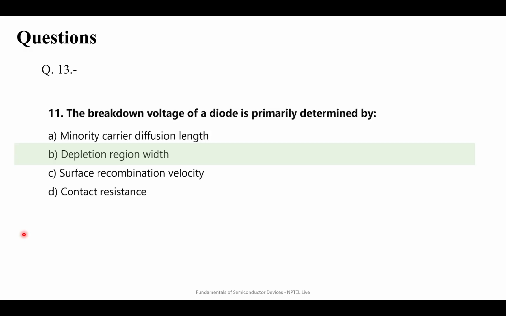So the breakdown voltage is directly proportional to your depletion region width. The higher the depletion region width, the higher the breakdown voltage would be. The other three factors do not contribute to your breakdown voltage directly.